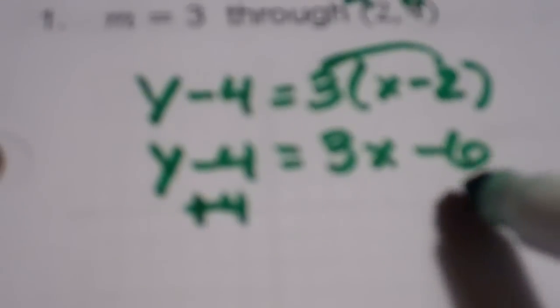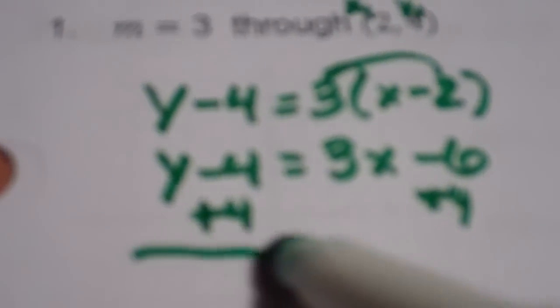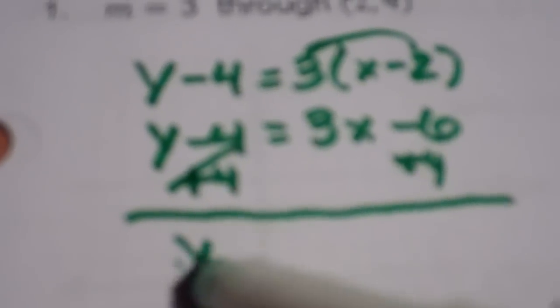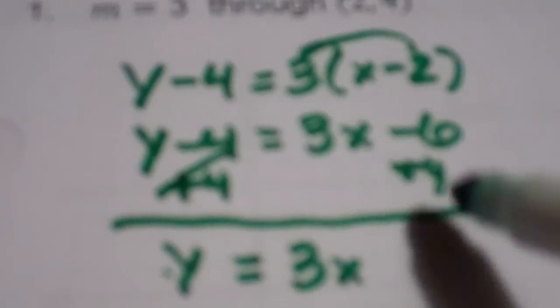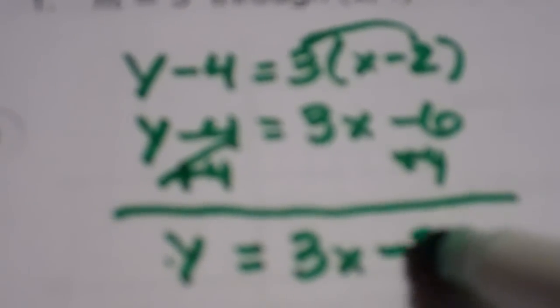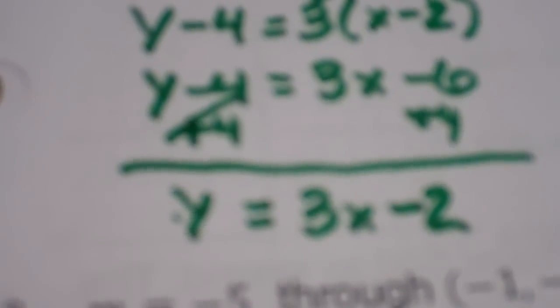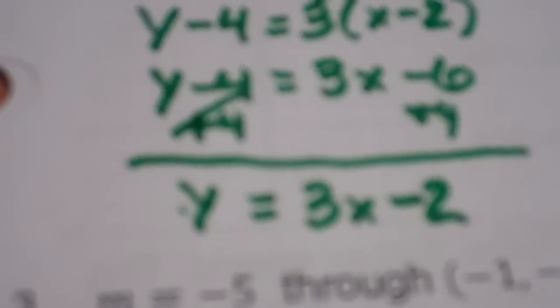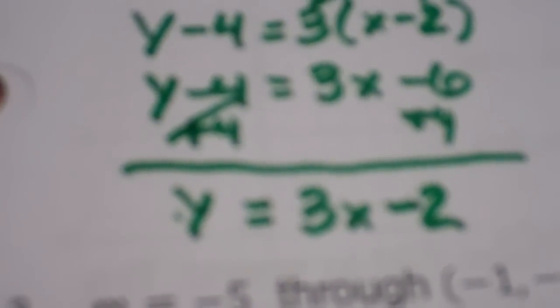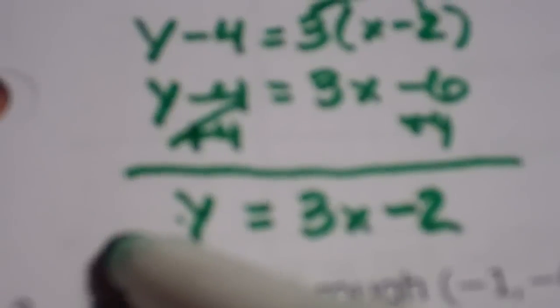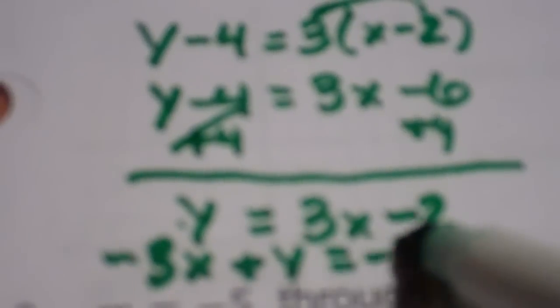Alright, let's add the 4 here. So y equals 3x, negative 6 plus 4, is negative 2. I'm sorry, negative 6 plus 4 is negative 2. And finally, the last step. Give me a moment. Negative 3x plus y equals negative 2.